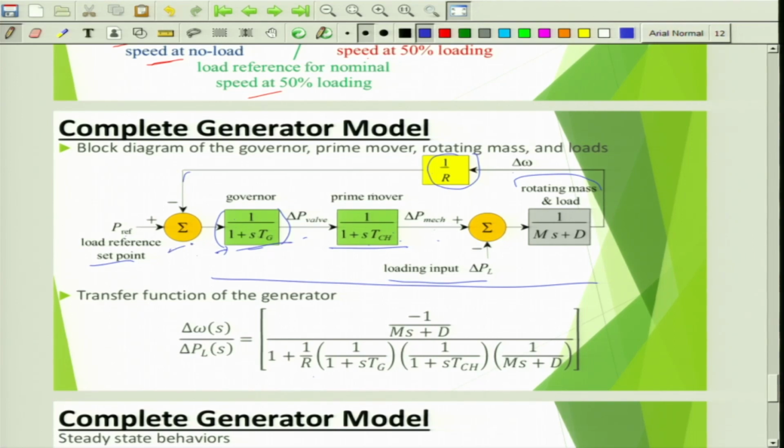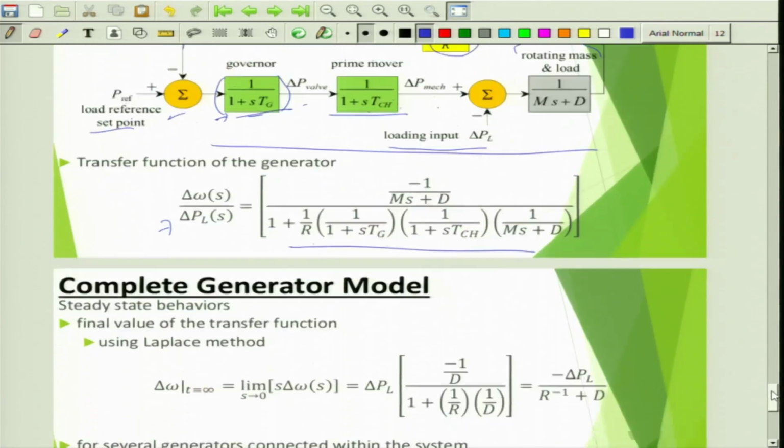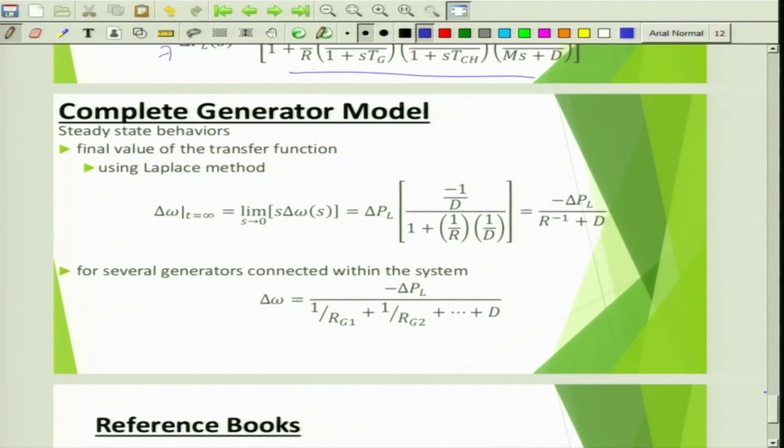So the transfer function is output by input, that means delta omega s by delta PLS. So you will get this transfer function ultimately. If you do the transfer function analysis, you will get this. So what is the steady state behavior? So final value of the transfer function, that means t tends to infinity, that means s is equal to 0. This is the final value theorem, right? So s into delta omega s. So finally you will get this term.